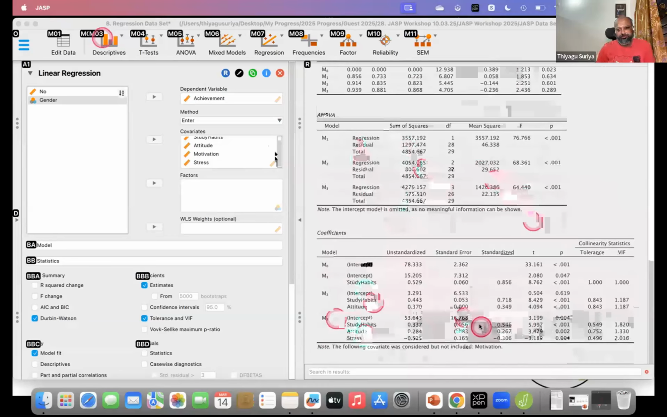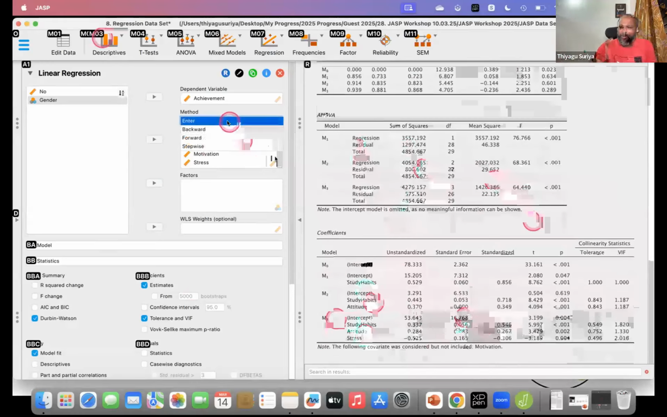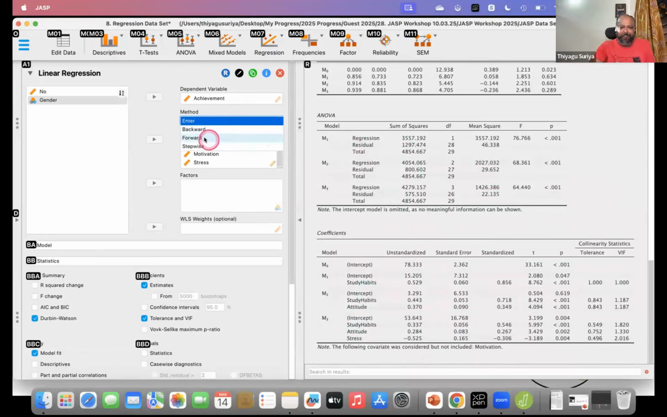You got it? Yes, sir. Because if you go with a single model, I mean a simple linear, the entire model, only M1 is there. There is no M2, M3. But when you see this, people automatically know that you have done it stepwise. It is up to you. Even if you go with the M3, no problem. But you can specify what model you are using.